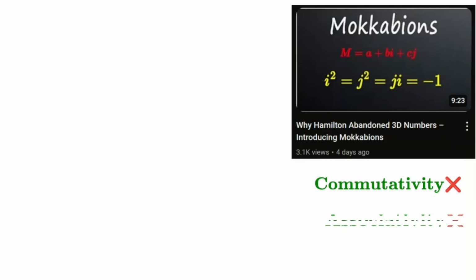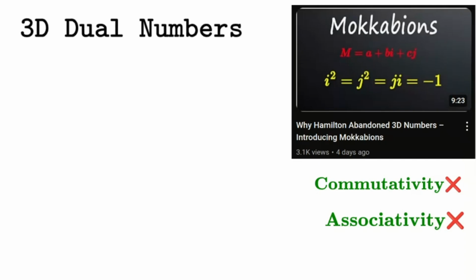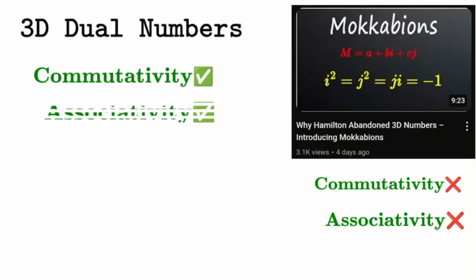In our last video, we explored Mokabions, a unique number system that breaks the rules of commutativity and associativity, yet still forms a consistent division algebra. Today, we continue building the world of dimensional algebra by introducing an entirely new system, the 3D dual numbers. This system is simpler in structure, it's both commutative and associative, but it opens the door to a different kind of geometry and algebraic behavior. We'll break it down from scratch, what it is, how it's defined, and how it fits into the bigger picture of multidimensional numbers. This is the next foundational step in our journey through higher dimensional mathematics.